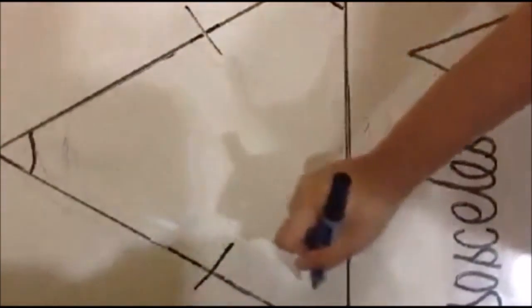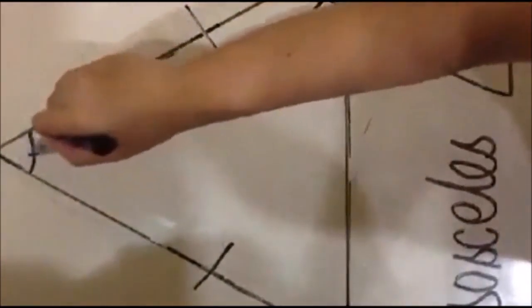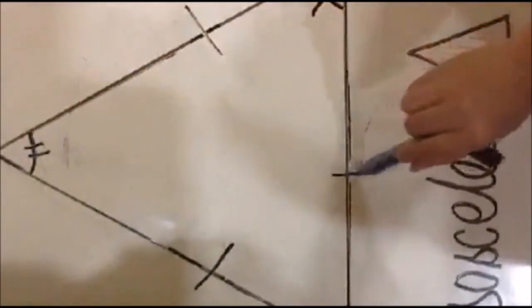Isosceles triangle. Has 2 sides of equal length. Also, has 2 angles of the same measure. The angles are opposite to the 2 sides of the same length.